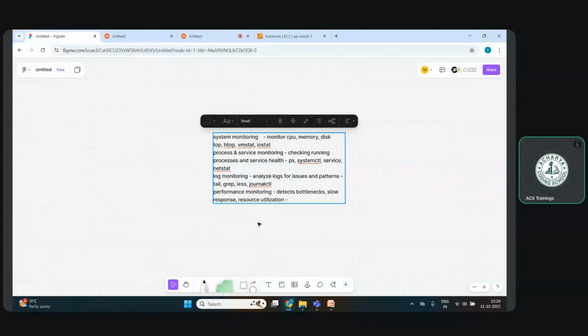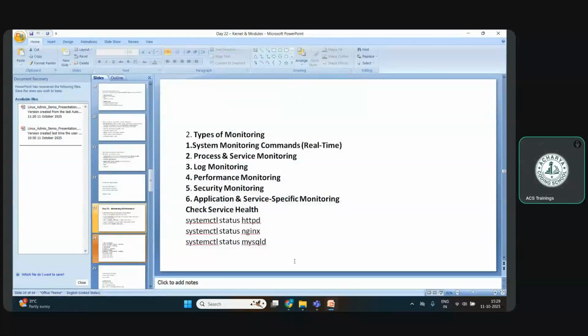For checking performance monitoring, we have commands called free, sar, dstat, and iotop. So we have different types of commands. And next we have security monitoring.